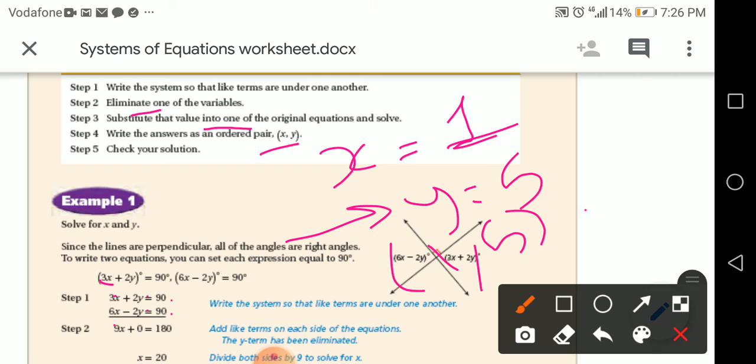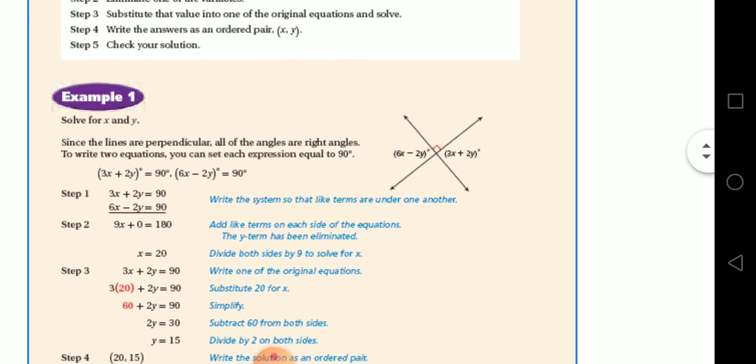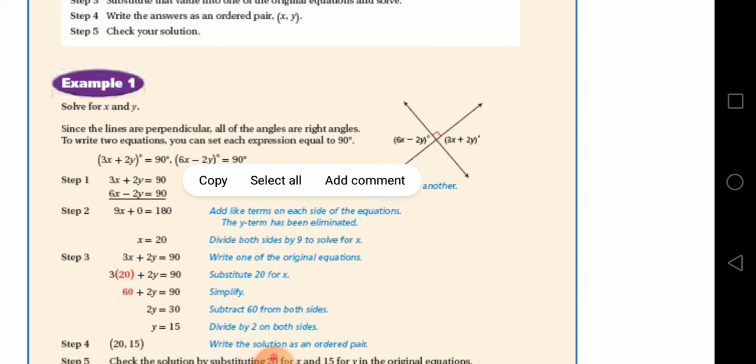Don't forget to do so. Then check your solution. It's very easy, guys. So let's complete here. We have this example. Can you see this one? We have 6x minus 2y, and I have here 3x plus 2y.